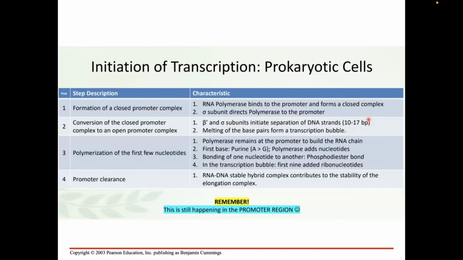Next, the polymerization of the first few nucleotides, it involves these characteristics. And lastly, the promoter clearance, it involves the RNA-DNA stable hybrid complex, which contributes to the stability of the elongation complex. So kung matatandaan, tandaan po ito, meron tayong tinatawag na promoter region.